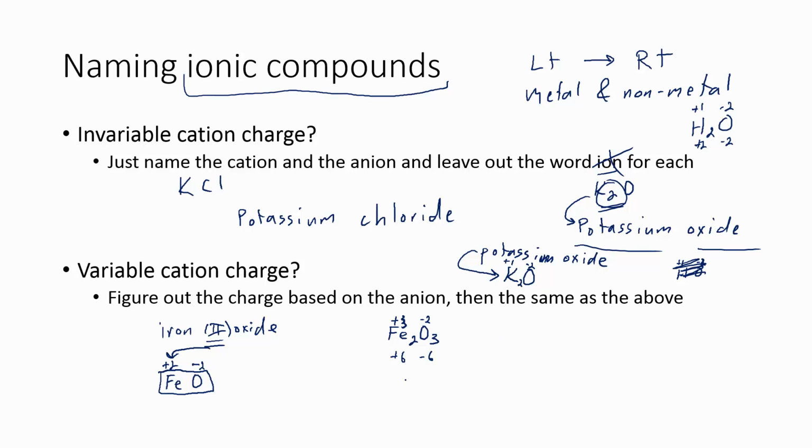Okay, so that means when I name it, I have to tell people, because it's a transition metal, it's a variable charged cation, that this is the plus 3 species. I do that with parentheses Roman numeral 3. But otherwise, I name this exactly as I normally would for a compound.